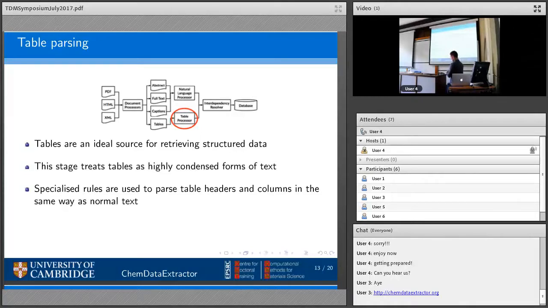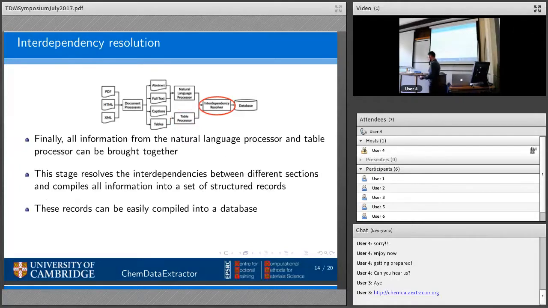We then have to do the key stage, which I was talking about earlier, which is the interdependency resolution. So again, the challenge was that we can't easily infer context from sentence-level processing. So what we have to do is look at higher and higher levels of context to be able to resolve the interdependency in a document.